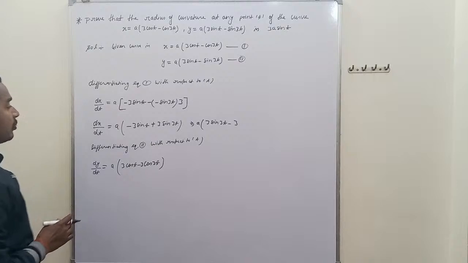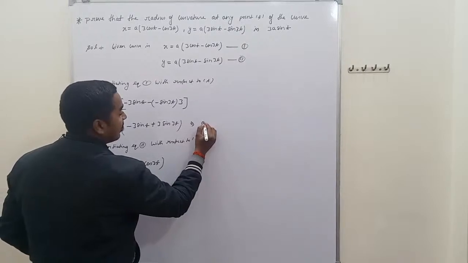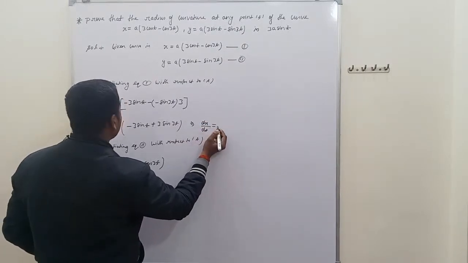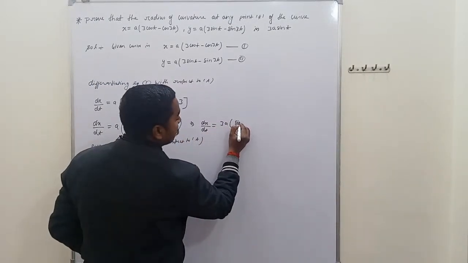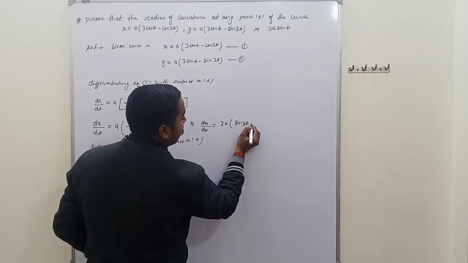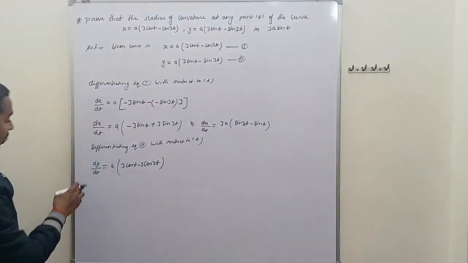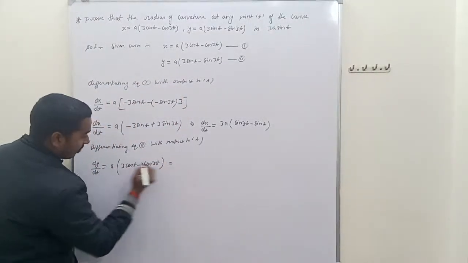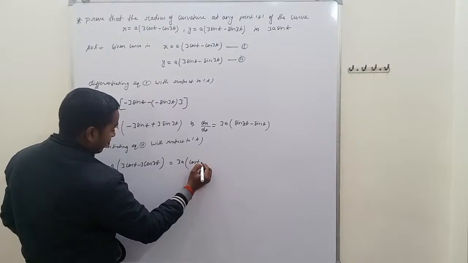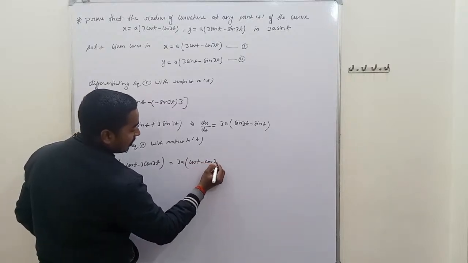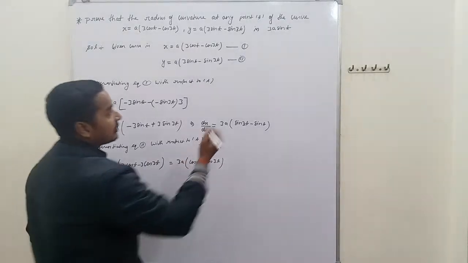Once again taking 3 common, dx/dt = 3a(sin 3t − sin t), and the value of dy/dt, we can also take 3 common, that is 3a(cos t − cos 3t). And we have to find the radius of curvature.